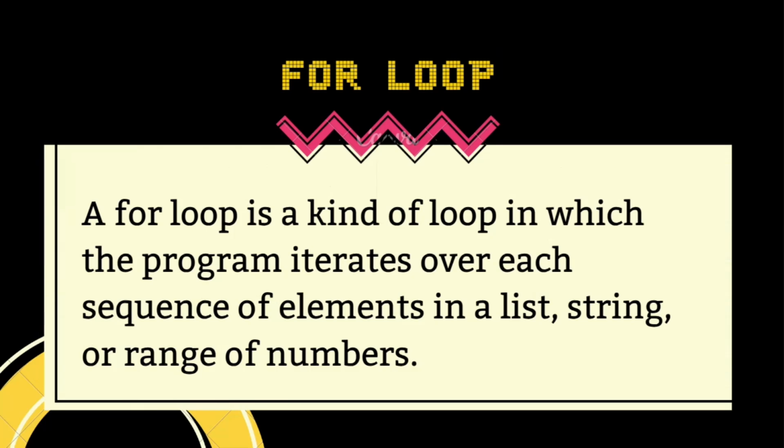A for loop is a kind of loop in which the program iterates over each sequence of elements in a list, string, or range of numbers. The for loop in C is commonly used when the number of iterations is known beforehand. It consists of three parts: initialization, condition, and increment/decrement.